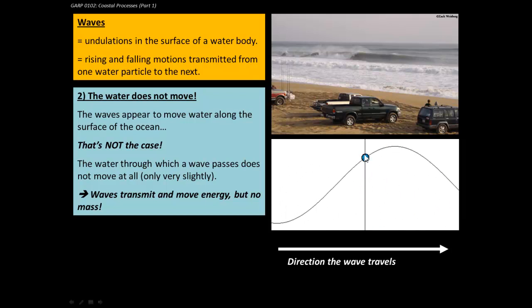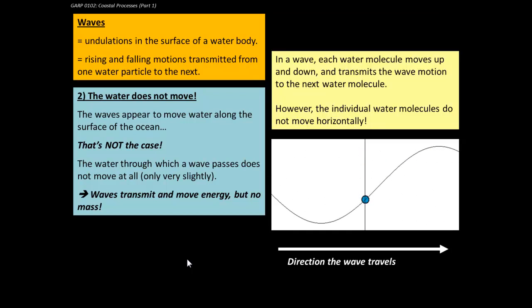Here's a water molecule, or imagine this being a wiffle ball, and the wave is traveling from left to right. But your wiffle ball or your water molecule is only going up and down. It's actually not moving horizontally with the direction that the wave travels. Therefore, waves transmit and move energy, but they do not move mass. That's a little bit strange. Let's look into that. Right?